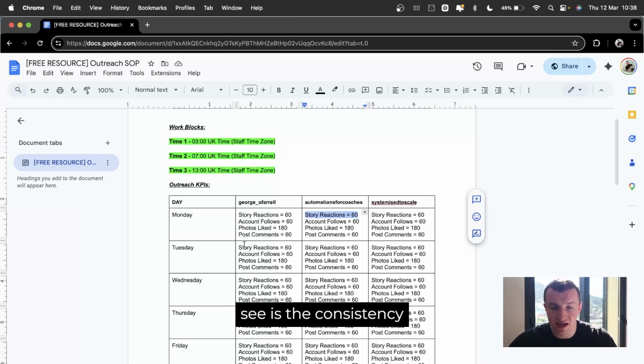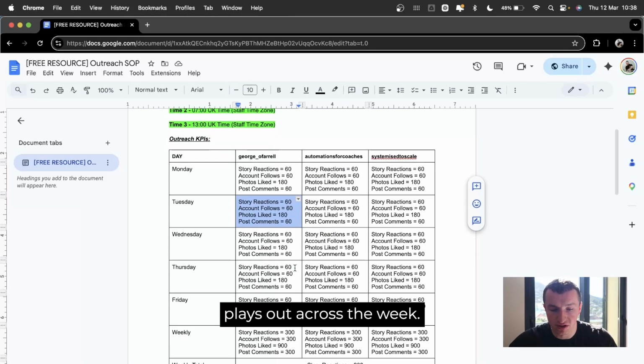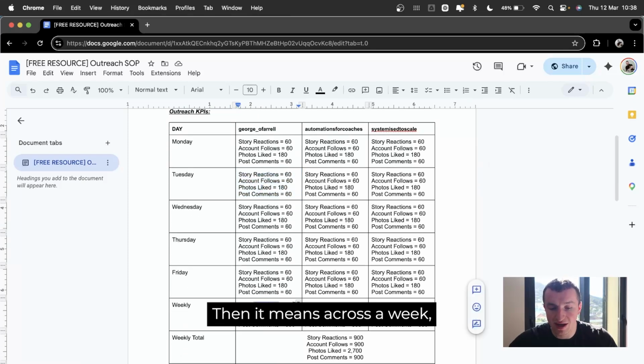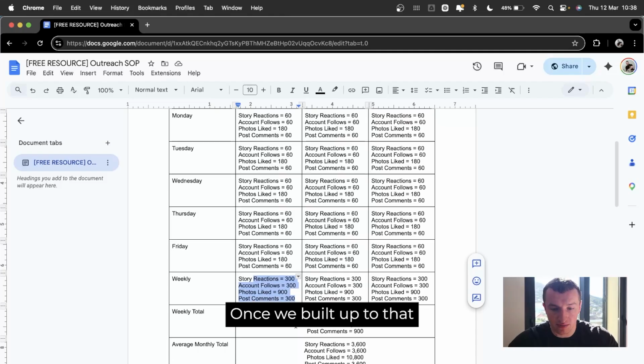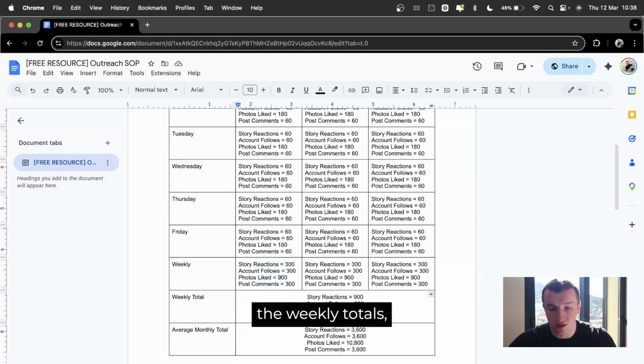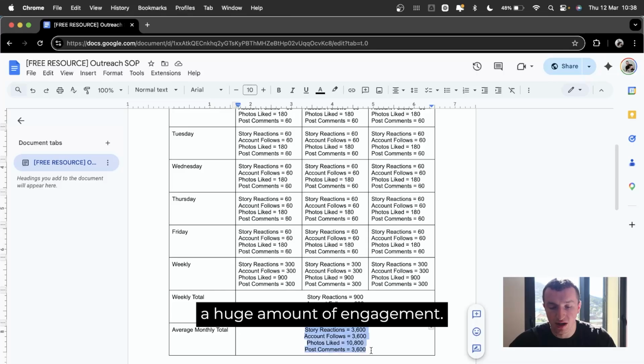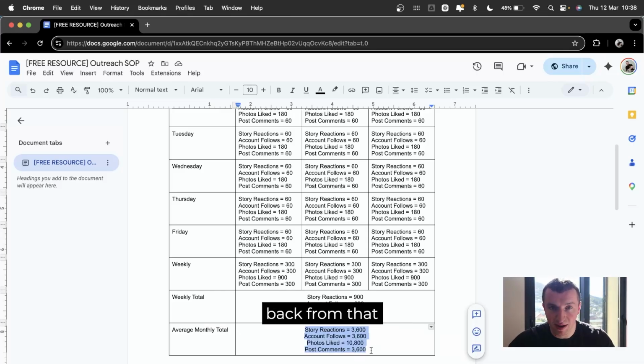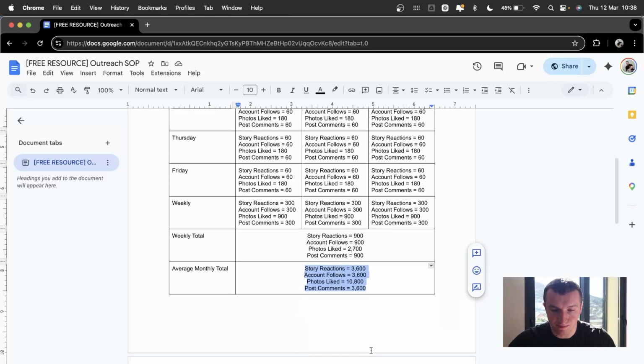What we can then see is the consistency plays out across the week. Then it means across a week, every single account, we're pushing a series of volume once we've built up to that. And then across the weekly totals and monthly average, we're pushing a huge amount of engagement. And as a result, we then get followers back from that because people are seeing our account.